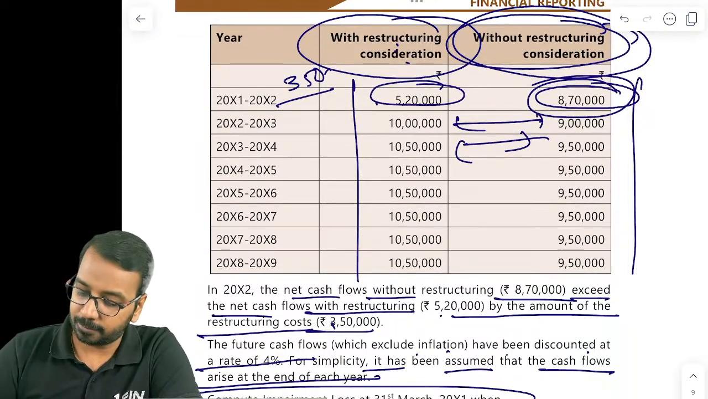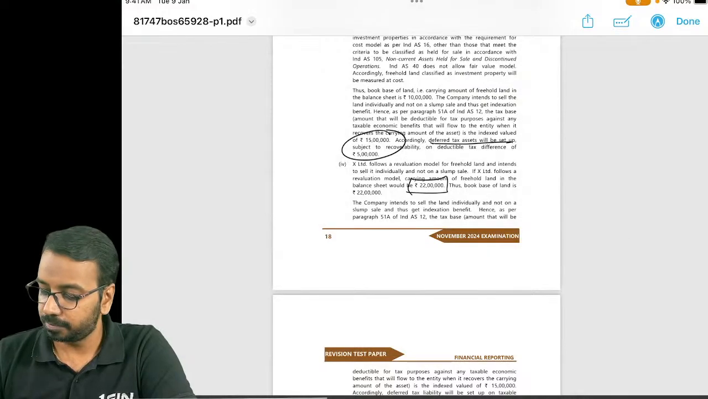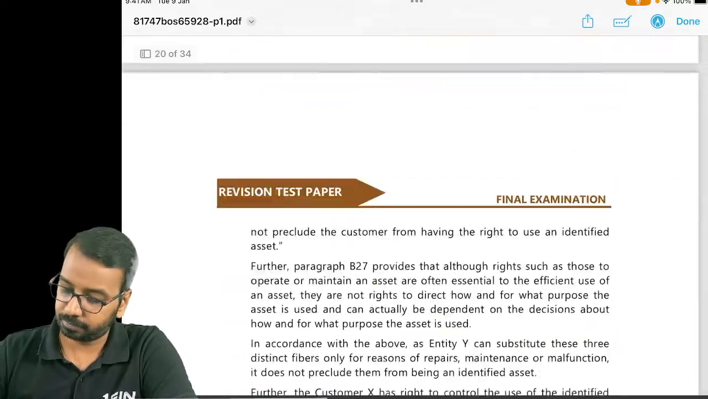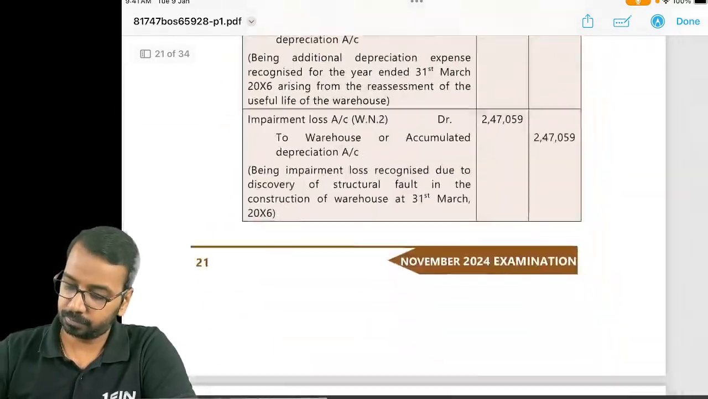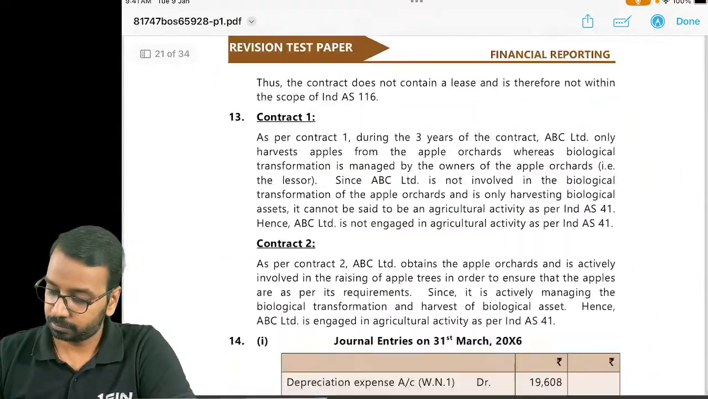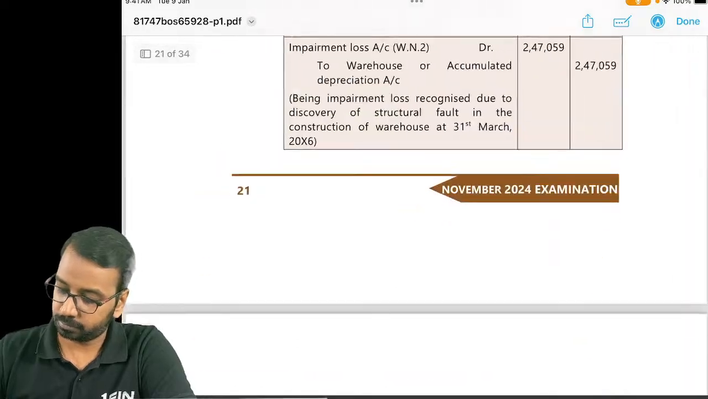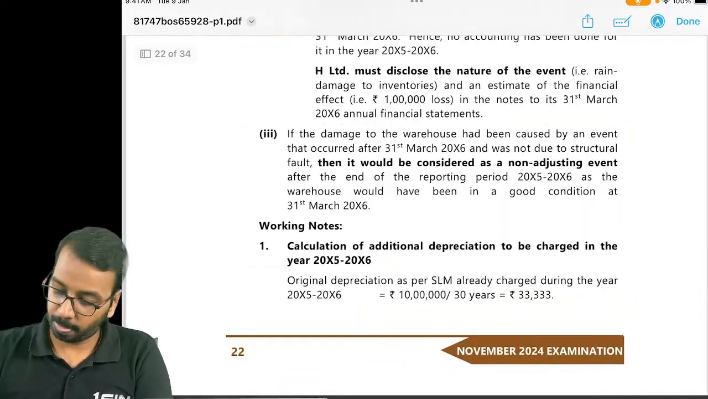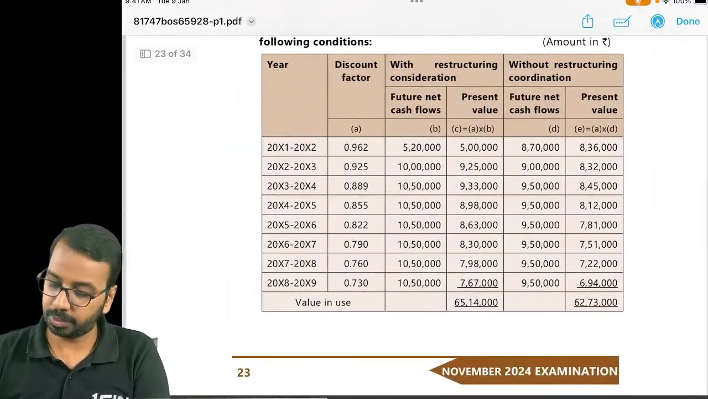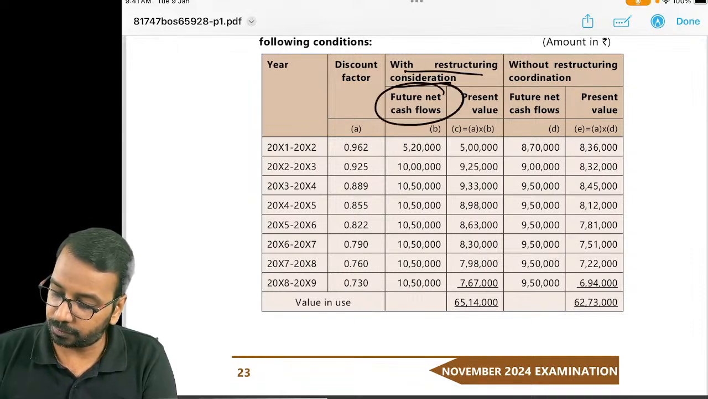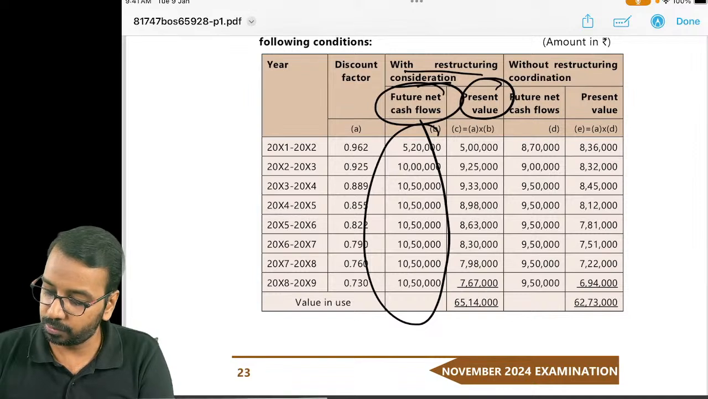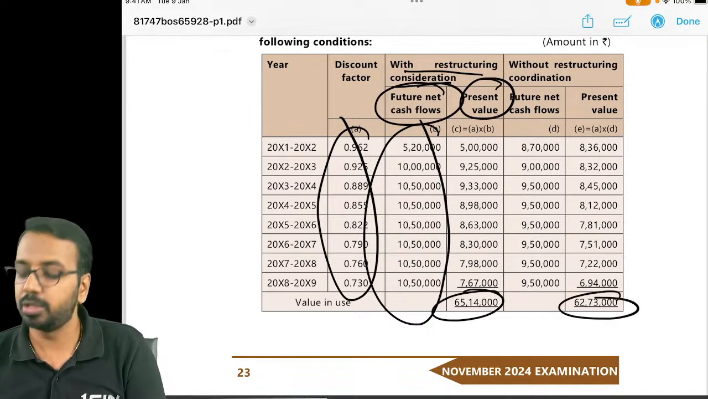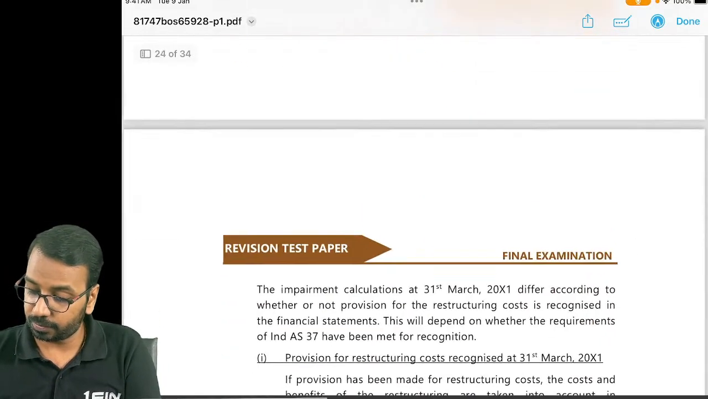So now what I have to do is, if you look at the solution, you have to calculate the discounted cash flows considering 4%. With restructuring consideration, future cash flows, this entire thing, discount using the factors at 4%, without restructuring. So this is the value in use. Now value in use, what you will do, you will compare with the carrying amount.